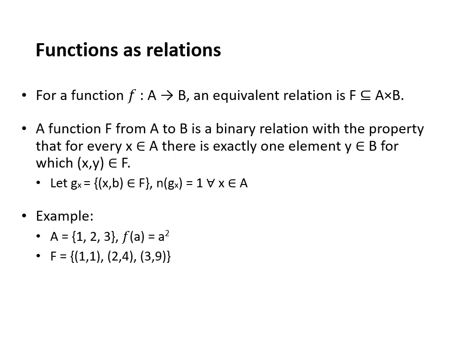So I already mentioned this. We have a function f that maps elements from A into elements from B. That's equivalent to the relation f that is a subset of A times B. So a function f from A to B is a binary relation with the property that for every x element of A, there is exactly one element y of B for which (x, y) is an element of f. And here this is written in a more formal way.